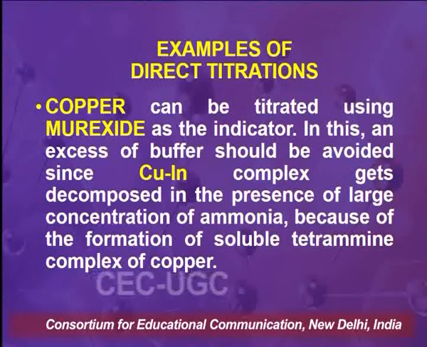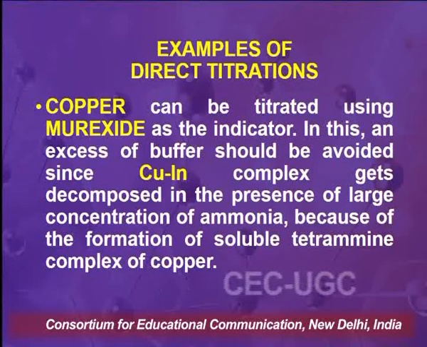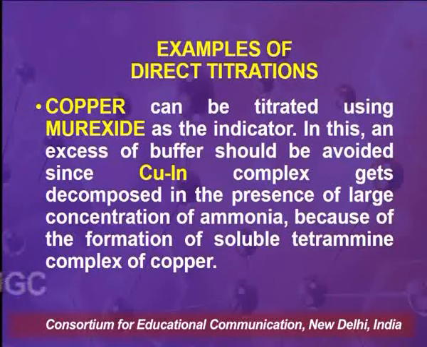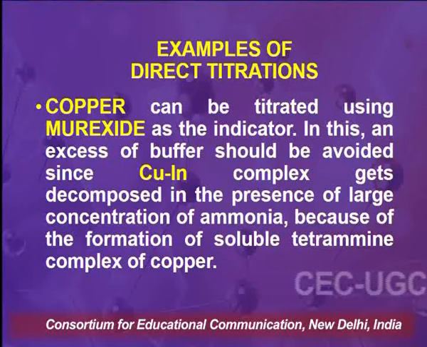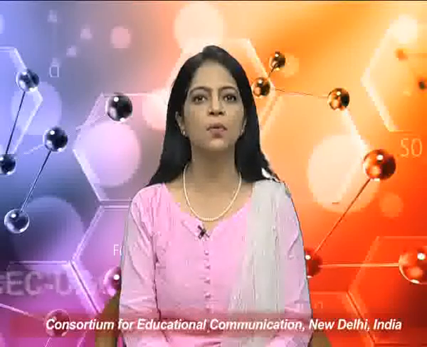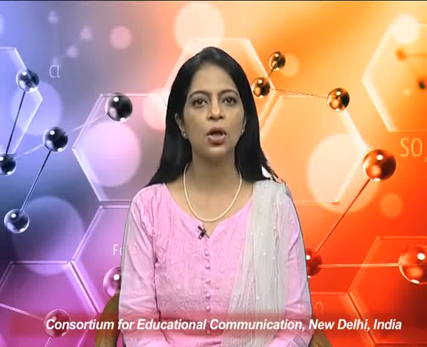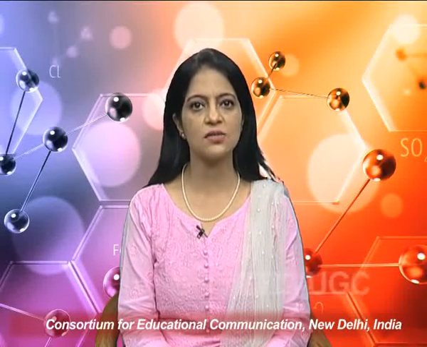But when copper is titrated with EDTA, as in a complexometric titration using murexide as the indicator, care should be taken that the pH of the solution should not be very high, since the copper murexide complex which forms will decompose at a very high pH, which is there in case of excess of buffer.